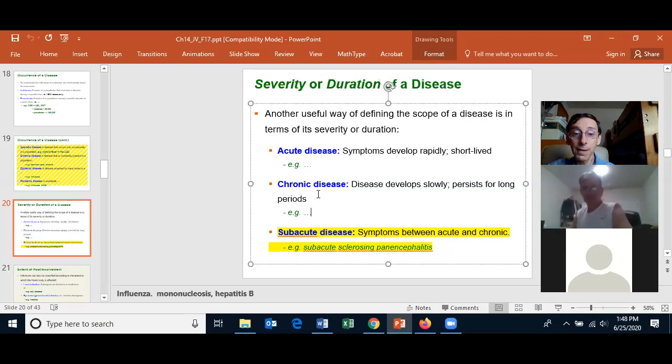There is something in between an acute disease and a chronic disease. I'll mention it, but I'm not going to ask you about it. We call it a subacute disease, which has symptoms between an acute disease and a chronic disease. And if you've ever heard of subacute sclerosing panencephalitis, that would be a subacute disease. But I'm not going to ask you to know that one, okay?